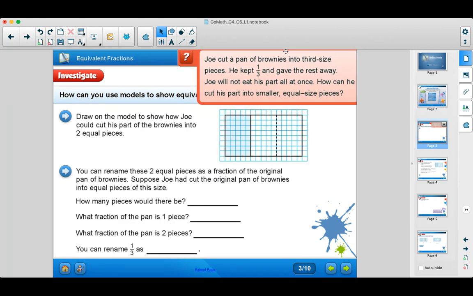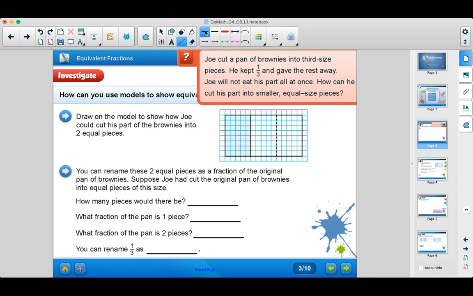Okay, let's look at the model. Here is the model. Draw on the model to show how Joe could cut his part of the brownie into 2 equal pieces. This is the entire brownie. It's cut into thirds. This is Joe's part, and he wants to cut this part into 2 equal pieces.